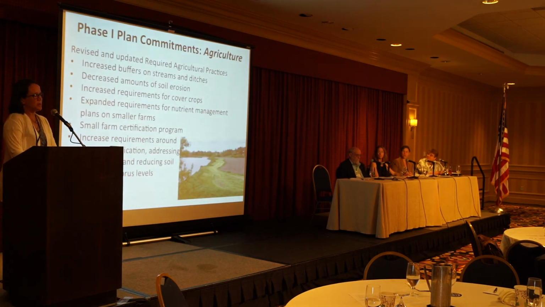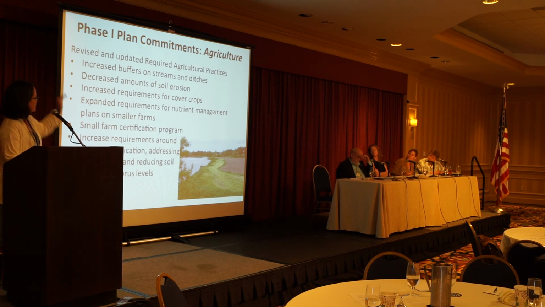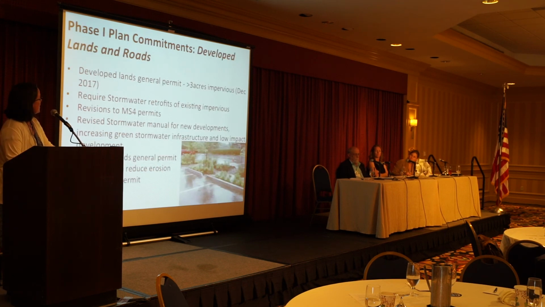So just to touch briefly on the types of projects that we've committed to in our Phase 1 plan. We've updated the required agricultural practices, or RAPs, and it has a whole set of pieces that fall under that, including increased buffers on streams and ditches, decreasing the amount of allowable soil erosion or tolerable soil erosion, requirements for cover crops, etc. So this is a really exciting piece of this puzzle.